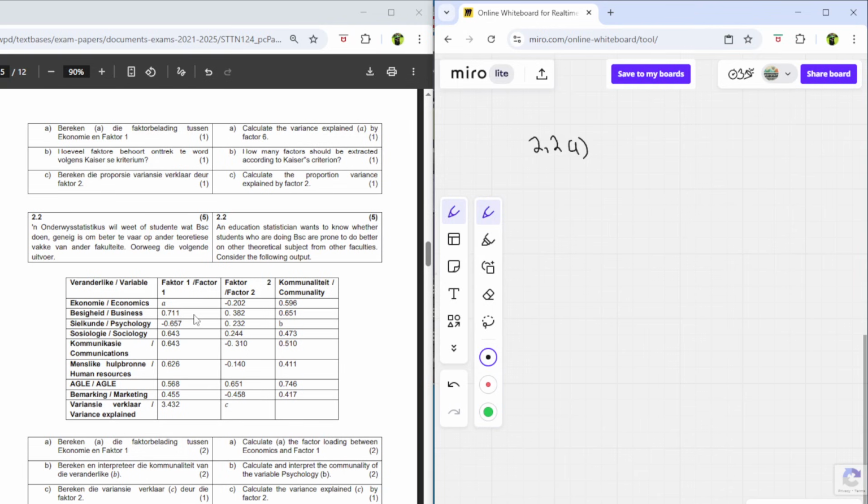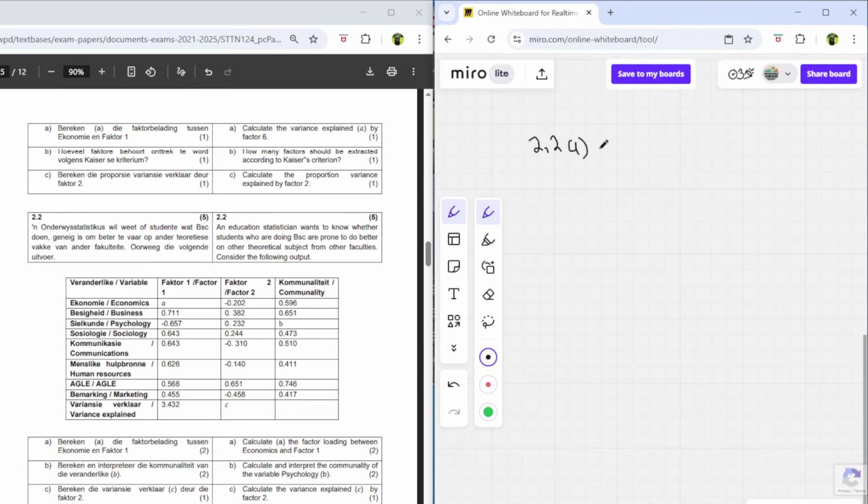Now to find this value, there are two ways. One way is the hard way and the other way is the easy way. The hard way would be to use the way in which you calculate the variance explained, by saying a squared plus 0.711 in brackets squared plus this squared plus this squared, and so on, to get that value. That will take time. So the easier way is to use the communality way.